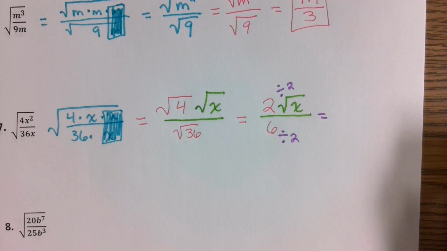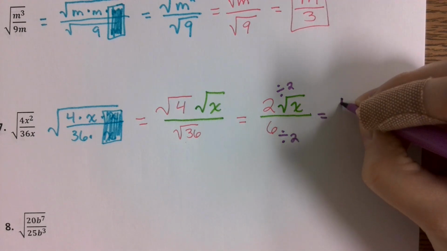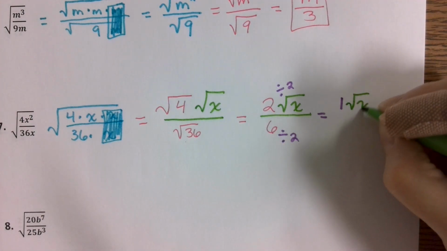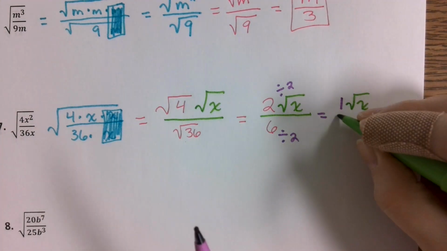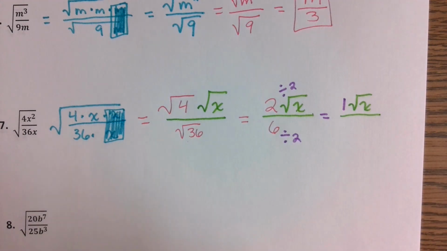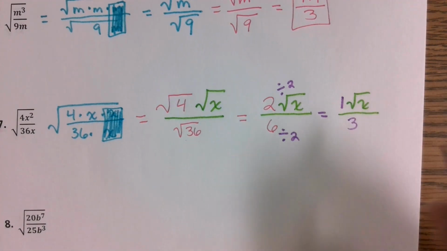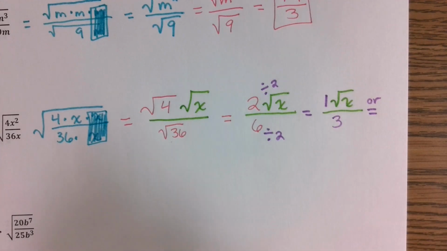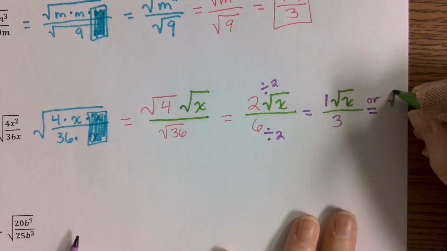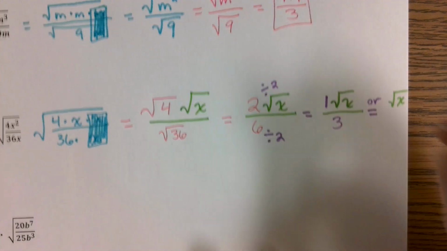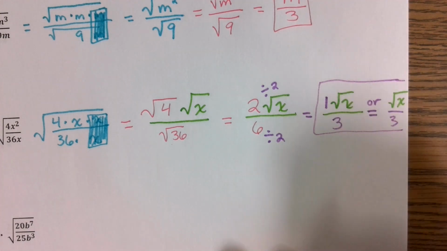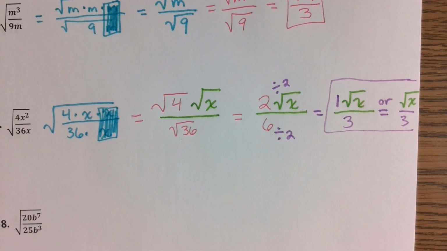Do I have to put the 1? No, I don't have to. If I do, it's fine. I can put square root of x right behind it, or I could just say square root of x. And then 6 divided by 2 is going to become 3. So you can either write it as 1 square root of x over 3, or you could just write it as the square root of x over 3. Either one of these answer choices would be perfectly fine.